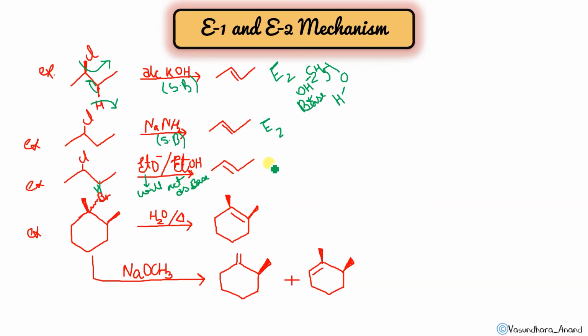So for E2, what do you have to think? What you have to decide? You have to think whether it is strong base or weak base. That's it. Okay? Now this is a question and there are two different products.